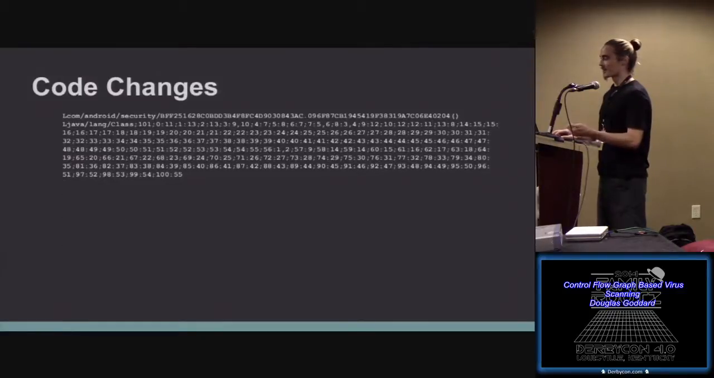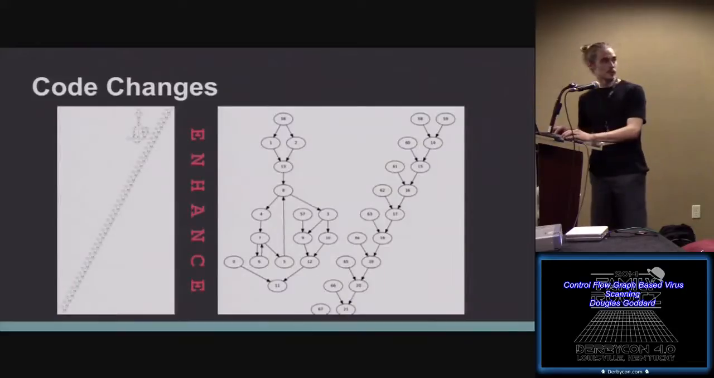So that signature, these two functions have the same control flow graph. So despite the byte changes and the variable changes, they still match with the same control flow graph. For reference, that's what this control flow graph looks like. It's really nasty with a bunch of try-catches.